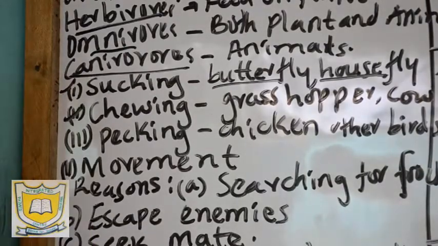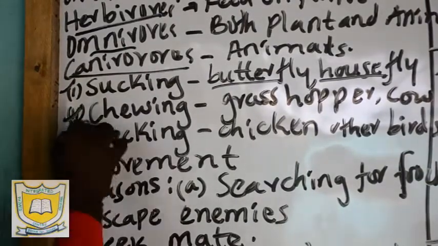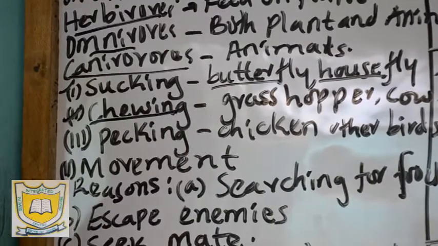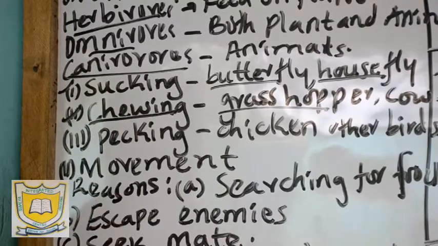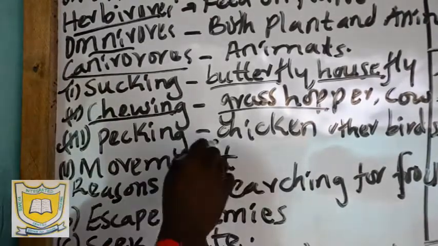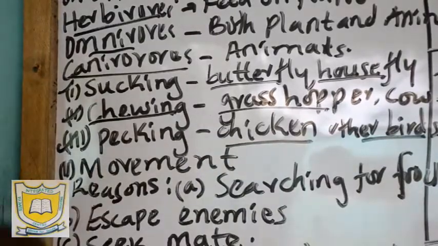Then we also have those that eat by chewing. Examples include the cow and the grasshopper. A cow chews its grasses. Then we also have those that feed by pecking. Pecking is for chicken and all birds. Birds pick either the grains or the nectar.